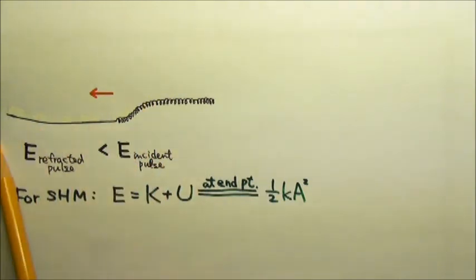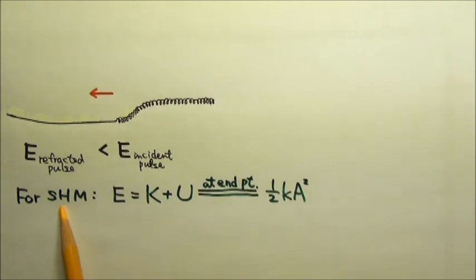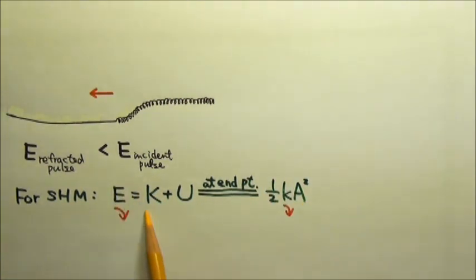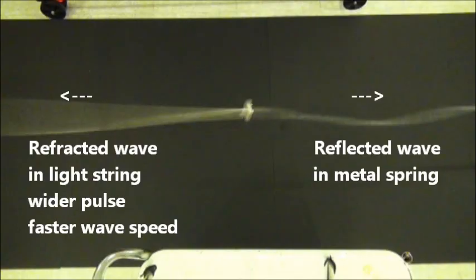We can explain this qualitatively using simple harmonic motion. We know that the total mechanical energy of a simple harmonic oscillator is 1/2 k times amplitude squared. For less energy, if the force constant k is smaller, we can still have similar amplitudes. Now we can see that the refracted wave in the lighter string is wider than the incident wave, because the wavelength is longer for faster wave speed in the lighter string.